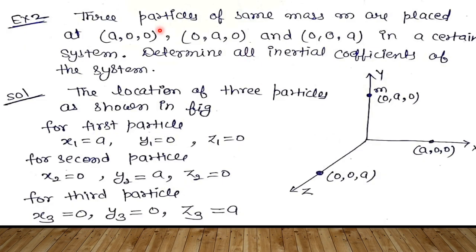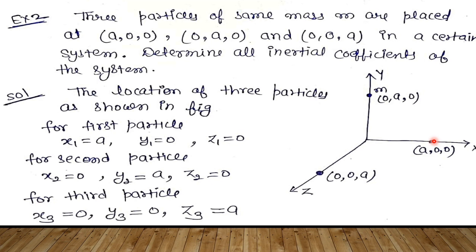Now let me take a second example. Three particles of the same mass m are placed at positions with x, y and z coordinates like this: first particle, second particle and third particle, and we are taking the masses of these three particles to be identical in a certain system. Now determine all the inertial coefficients of the system. The locations of the particles are shown in the figure. This is the x direction, this is the y direction and this is the z direction.